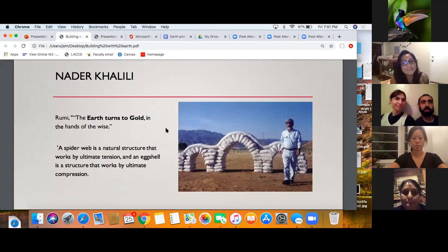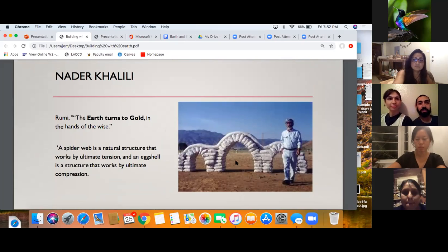And so I want to go back to this slide, and I'll let maybe Steele and Emery take over a little bit. To Nader a little bit. First I can read the Rumi quote. "The earth turns to gold in the hands of the wise." And then there's another quote. A spider web is a natural structure that works by ultimate tension, and an eggshell is a structure that works by ultimate compression. I like that.